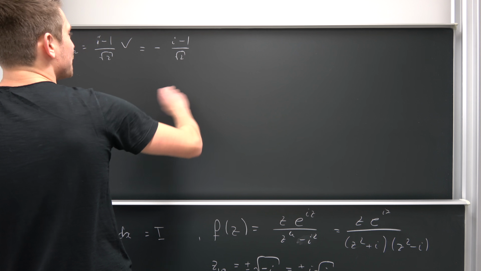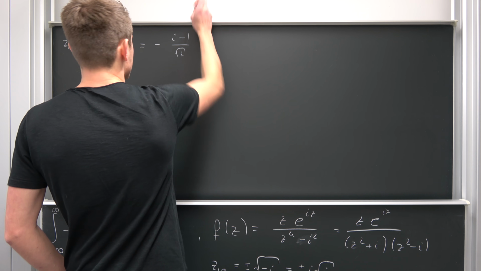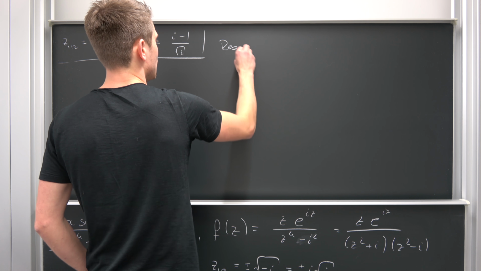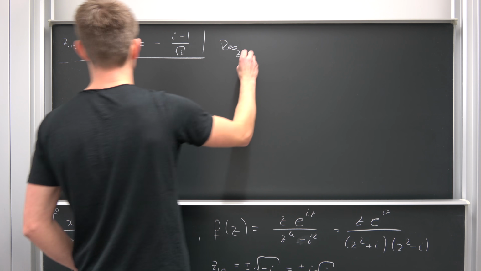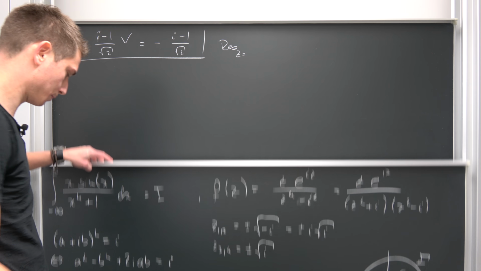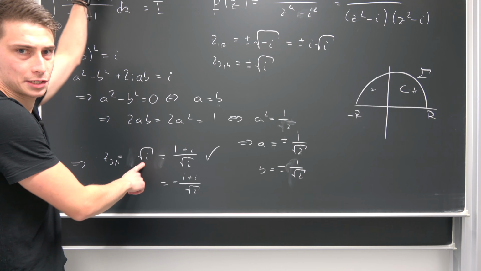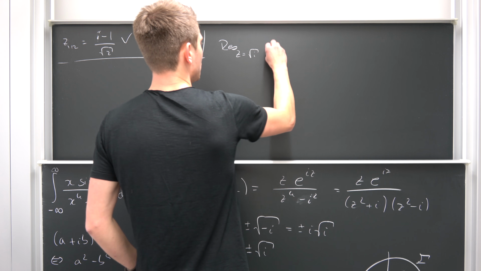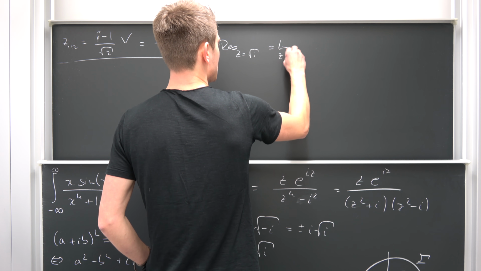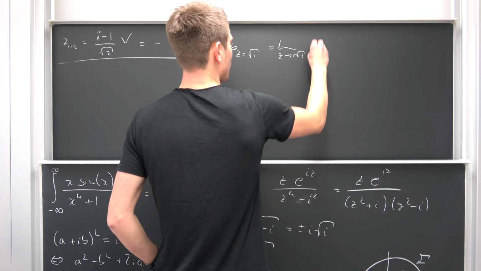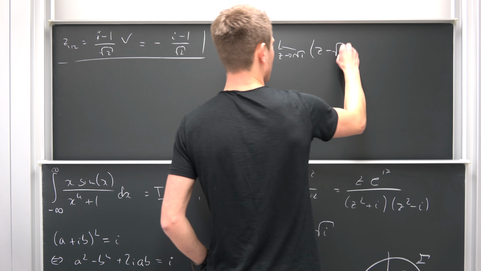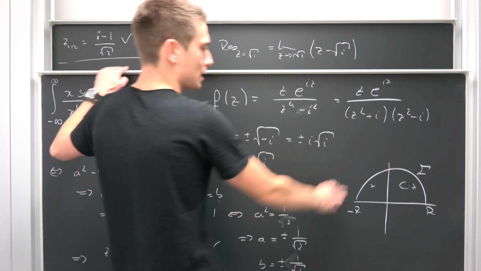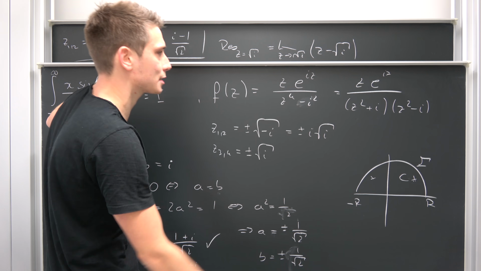Okay, so let's first calculate the residue at z being equal to the positive square root of i, let's say. So the residue at square root of i is the limit as z approaches square root of i of z minus square root of i times f(z). But f(z) is nothing but this right here. Let's write this out real quick.